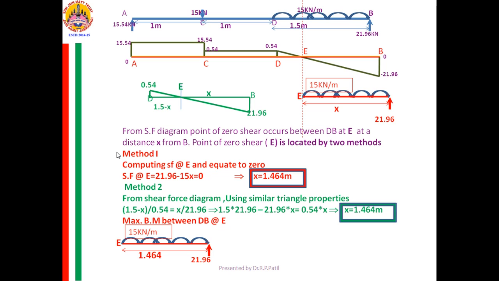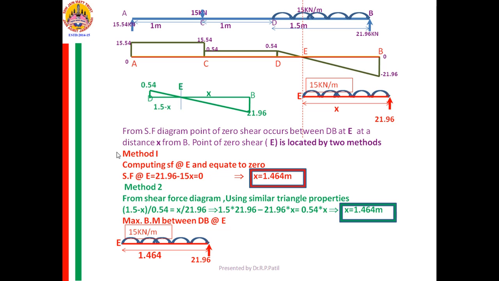It will act at a distance of half of that 1.464 from E. If it is 1 meter, it will act at 0.5 meter. If it is 2 meter, it will act at 1 meter. The UDL's center is that total divided by 2. That is the point of application of the UDL.